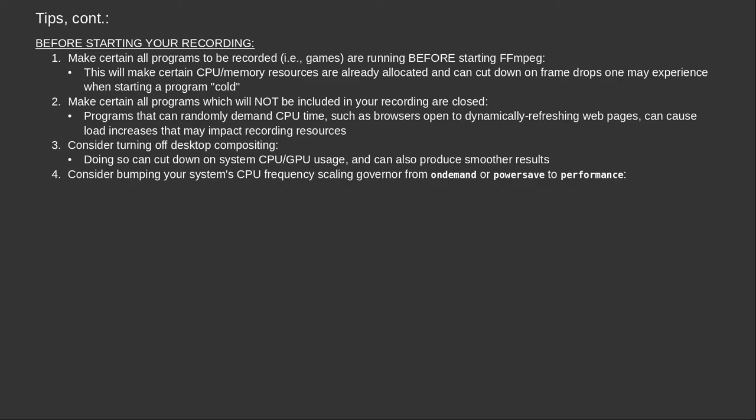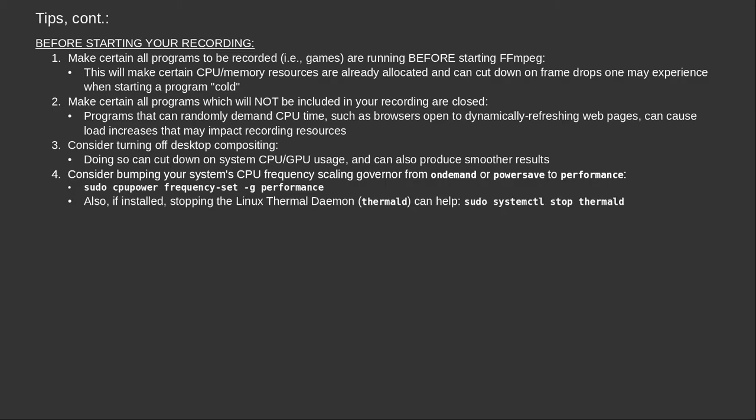Also, consider bumping your system CPU frequency scaling governor from on-demand or power save, that depends on what chip you're running, to performance. Now, a very common command that you can use to do this is sudo cpupower frequency-set -g performance. The cpupower utility is part of the Linux-based tools. It should be included in your distro regardless as to what it is. Go ahead and try that. It should work.